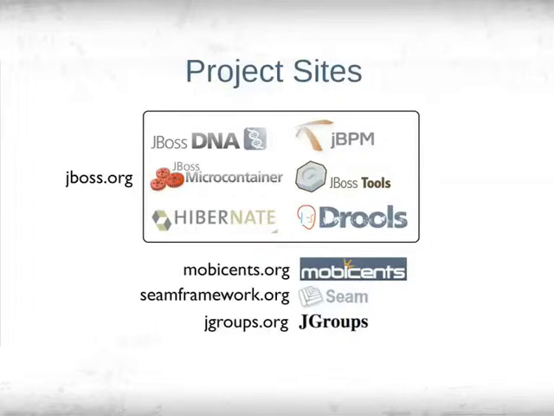So within the JBoss community, there are a number of websites that we use. The main one is JBoss.org, and that has projects such as the ones you can see here. JBoss DNA is actually the old name for ModeShape, the thing I'm going to be talking about today. But in addition to JBoss.org, we also have a few sites, MobiSense, Scene Framework, and JGroups, that will be coming to JBoss.org, and it's just they're still outside of it right now. So the intention is to move them inside.